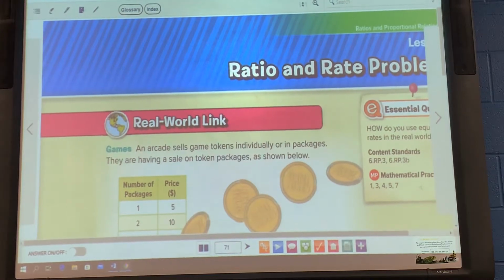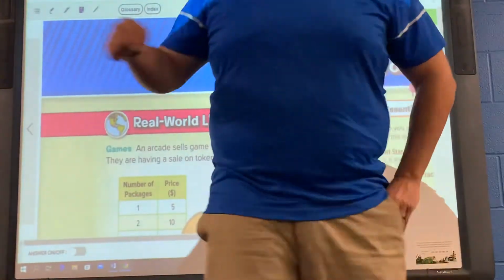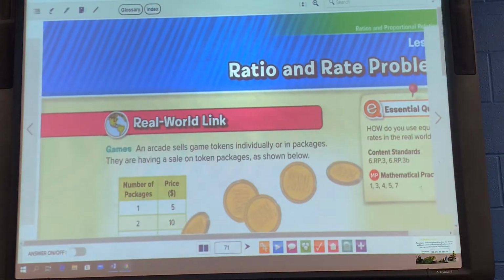All right, so today we're going to talk about ratio and rate problems. This is the last lesson in this chapter, so we will be taking a test after this.